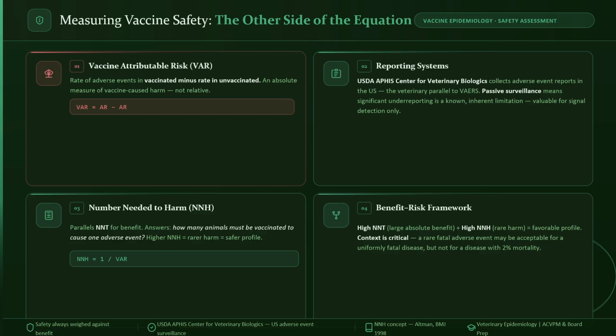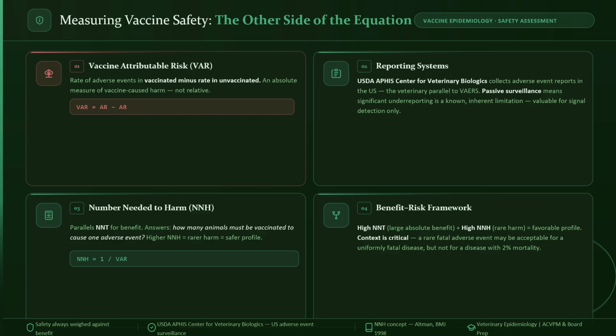Finally, you have to put these together in a benefit risk framework. High NNT, a large absolute benefit, paired with high NNH, rare harm, is a favorable profile. But context is everything. A rare fatal adverse event might be perfectly acceptable for a uniformly fatal disease and completely unacceptable for a disease with 2% mortality.